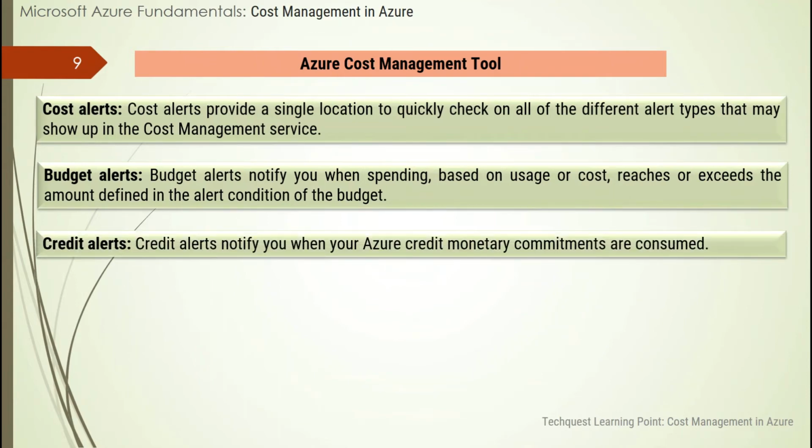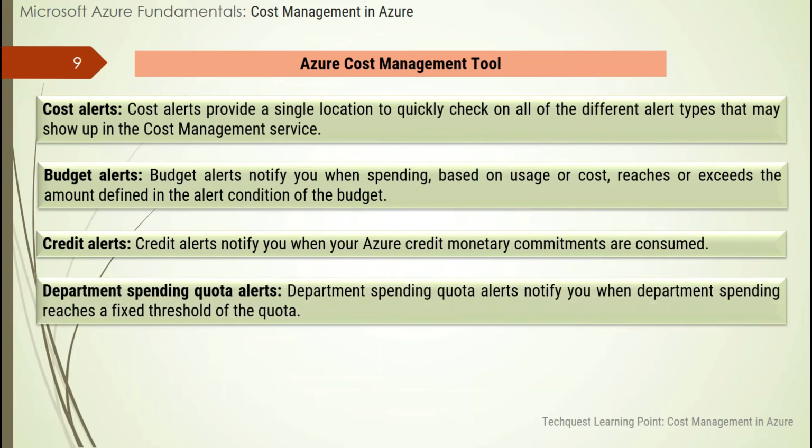Credit alerts. Credit alerts notify you when Azure credit monetary commitments are consumed. Monetary commitments are for organizations with enterprise agreements. Credit alerts are generated automatically at 90% and at 100% of your Azure credit balance. Whenever an alert is generated, it is reflected in cost alerts and in the email sent to the account owners.